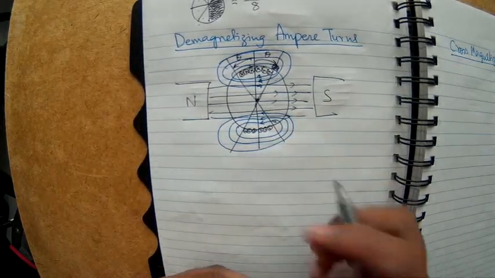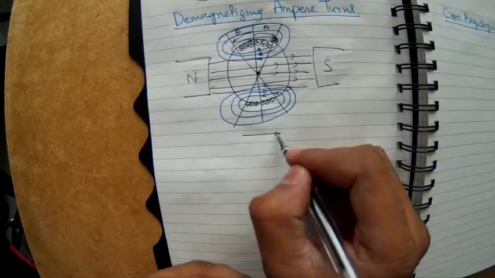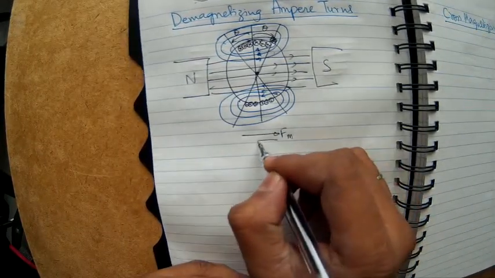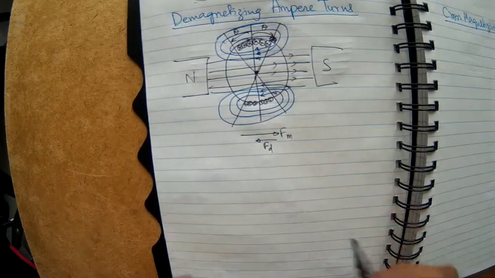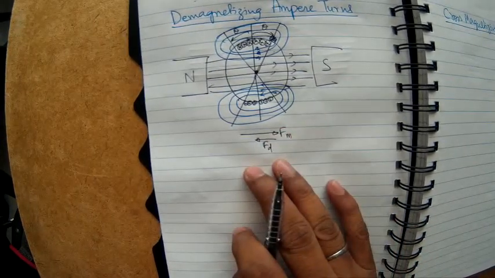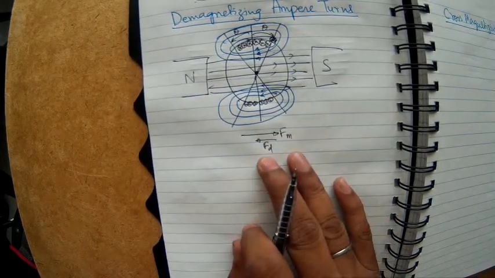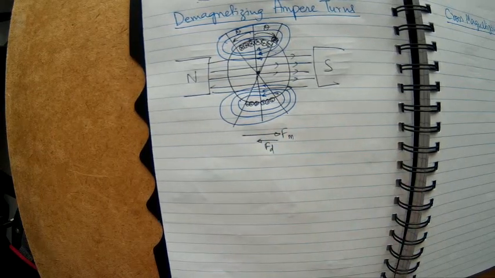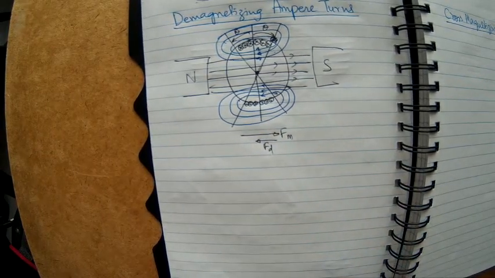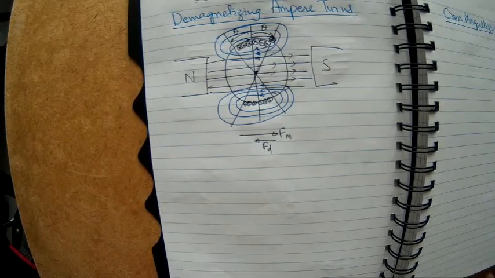So you notice that the main field is like this and the demagnetizing field is like this. Both are opposing each other. Now we need to get a formula for how many ampere turns there are. So what are ampere turns? It is nothing but the number of turns multiplied by the current they are carrying.